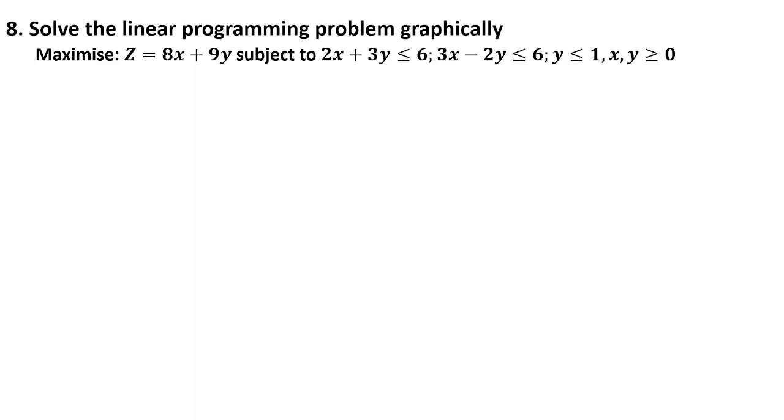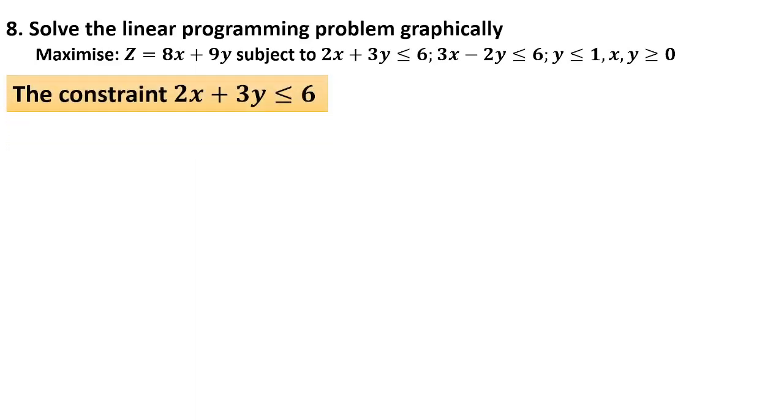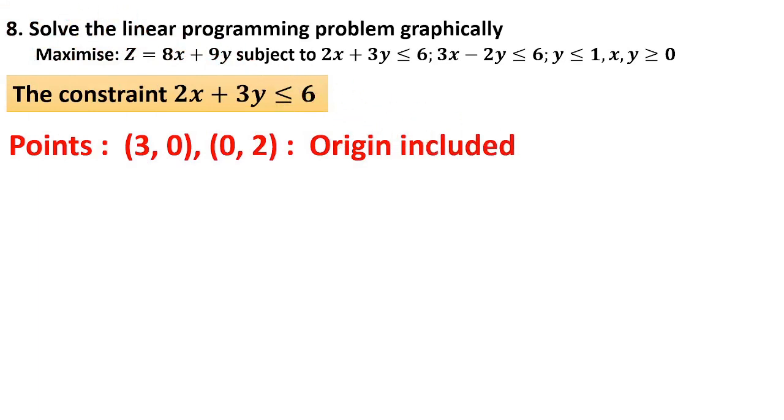Let's move on to question number 8. Solve the linear programming problem graphically. Maximize the objective function subject to the constraints. Before we start, we will find the points and check the nature of the constraints. Number 1: points are 3, 0 and 2, 0, origin included. I got the points by simply putting x equal to 0 to get the value of y, and putting y equal to 0 to get the value of x.